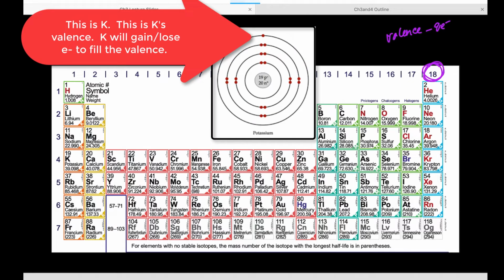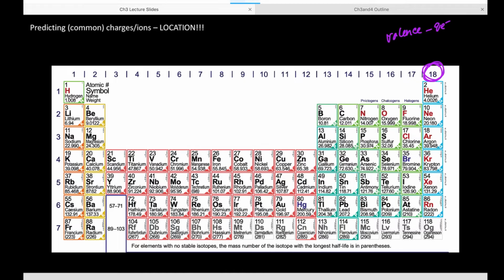Again, we will put some detail to that in chapter 9, but for now, we're going to just roll with the things we already know. Valence shell is your outermost shell. Full means 8 electrons. So every atom is shooting for a full valence of 8 electrons, either by gaining, losing, or sharing.